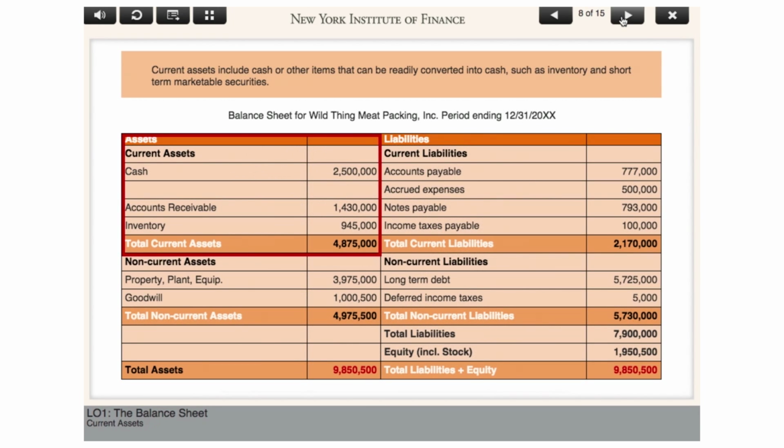Let's go item by item through the elements of the balance sheet. We'll start with the left side, assets. Look at the assets column of the balance sheet. The first group of assets listed here are the current assets. They include cash or other items that can be readily converted into cash, such as inventory and short-term marketable securities.